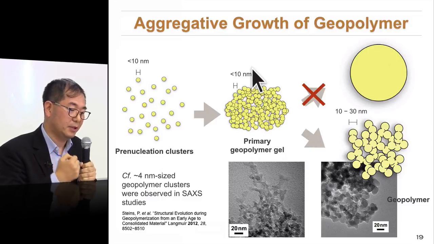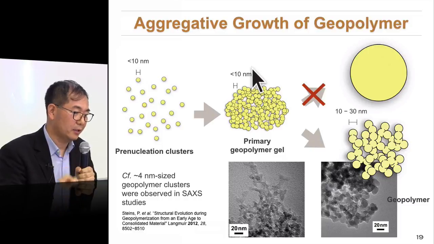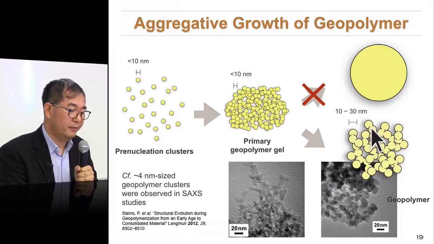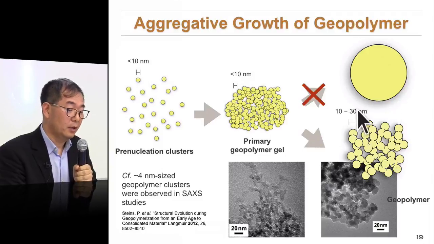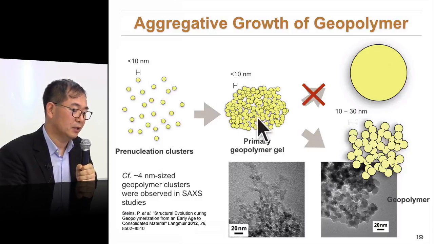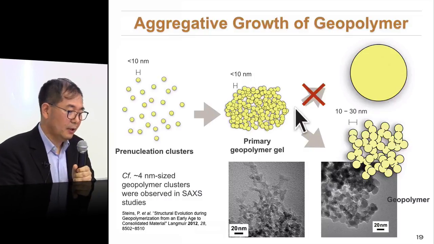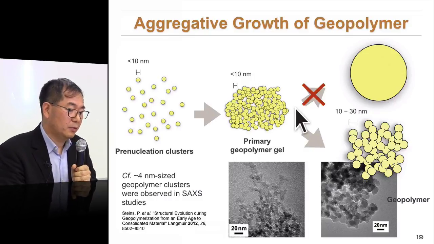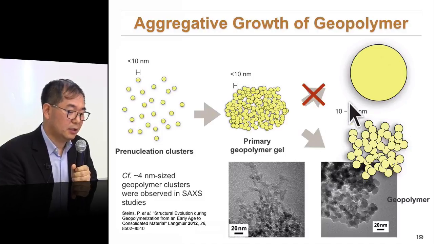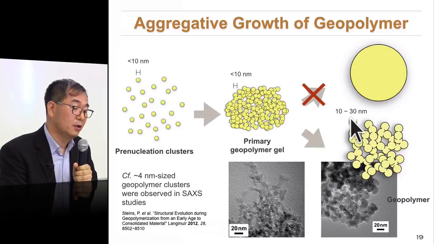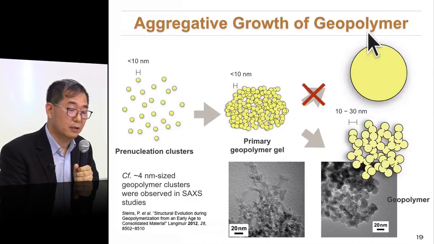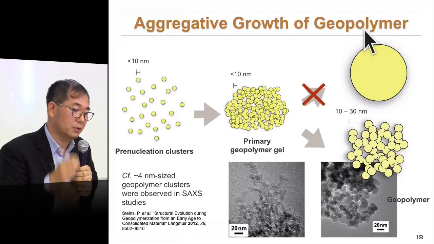There is basically so-called aggregative growth to form a final geopolymer nanostructure, or aggregate, where we have a bigger primary particle size compared to what we see in the primary geopolymer gel. What's interesting about geopolymer is we always end up getting this kind of structure with a 20 to 30 nanometer primary particle size.